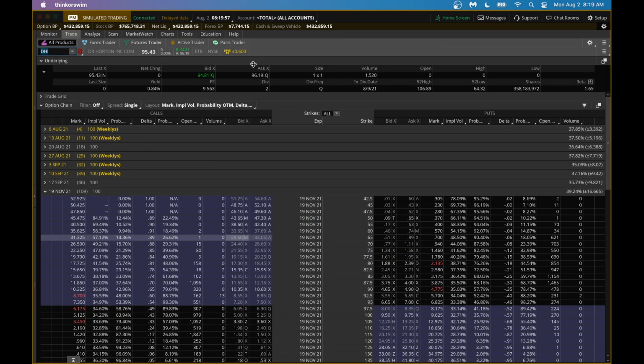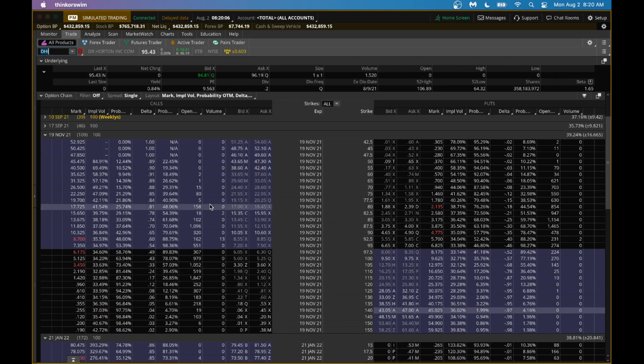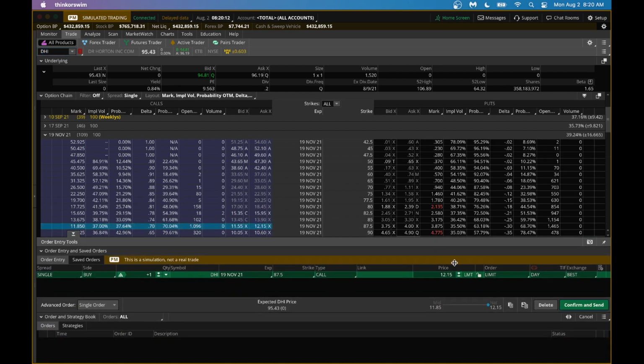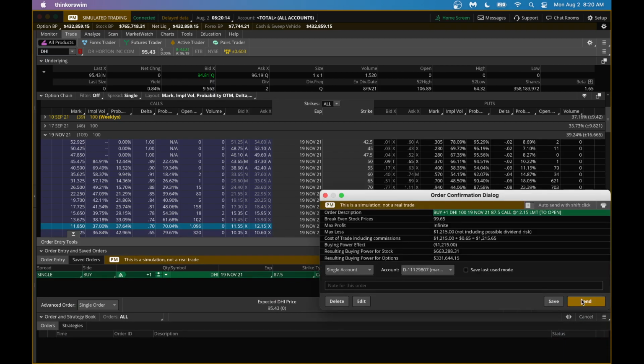So with that, you can buy the stock at the ask here, or if you want to play the options game, you could buy a delta 70 right over here. You could buy by paying $12.15, expiration 19 November, and you could confirm and send. If the stock stays above 99.65, you'll make money. Otherwise, by expiration you lose money, but you could always sell before.